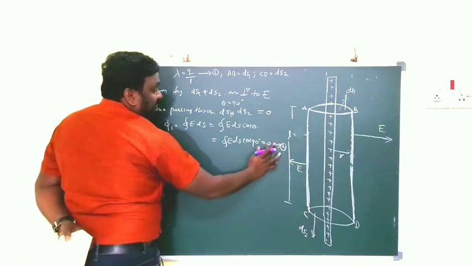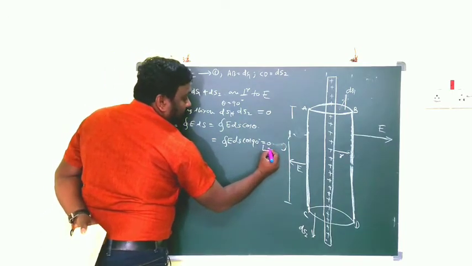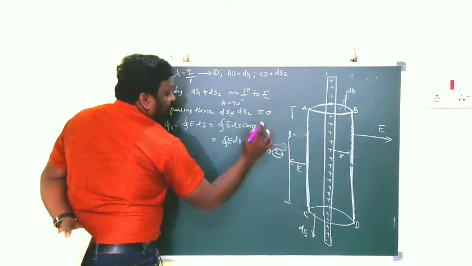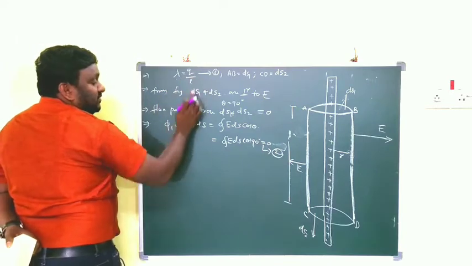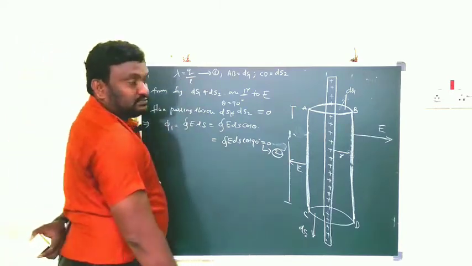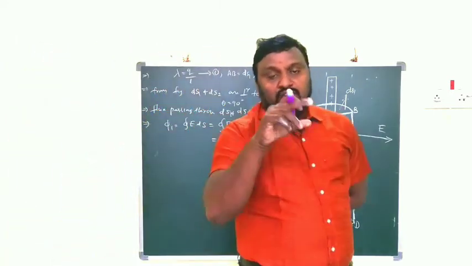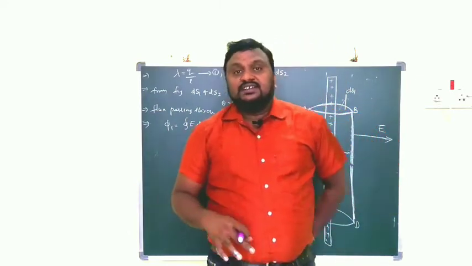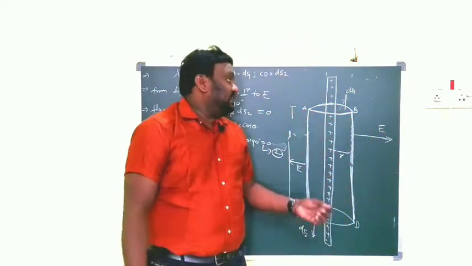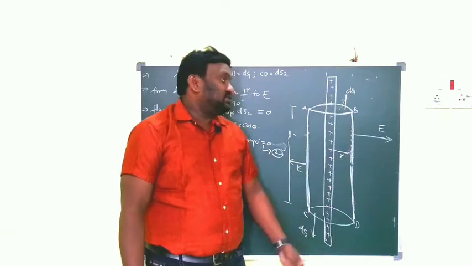I am taking that as equation number 2. This is equation number 1 and this is equation number 2. Children, so already we are taking a Gaussian surface. In that, no flux passes through the surfaces DS1 and DS2.